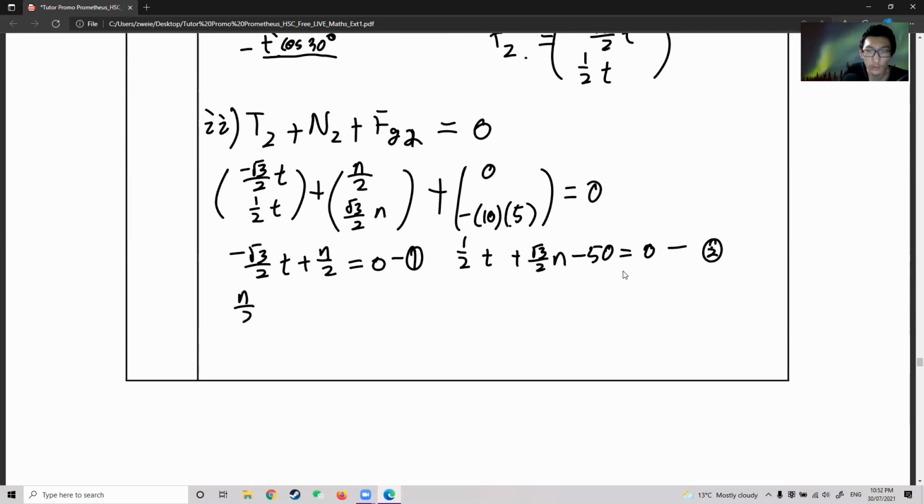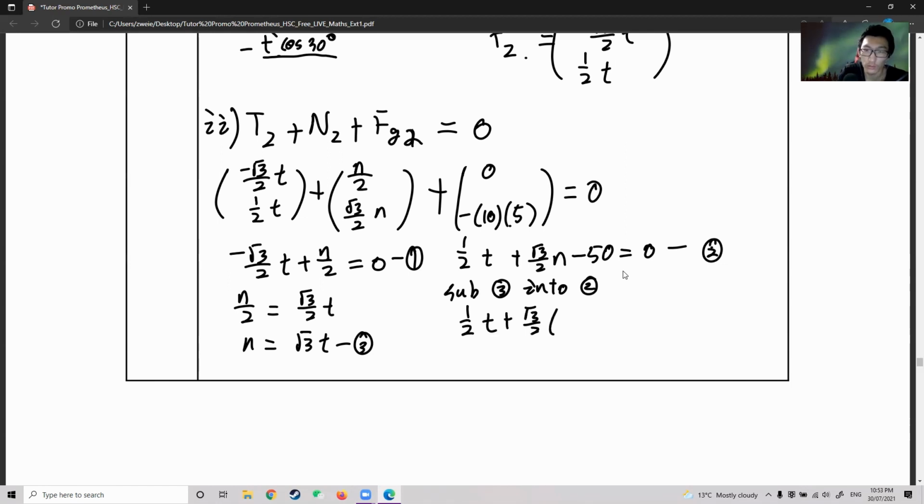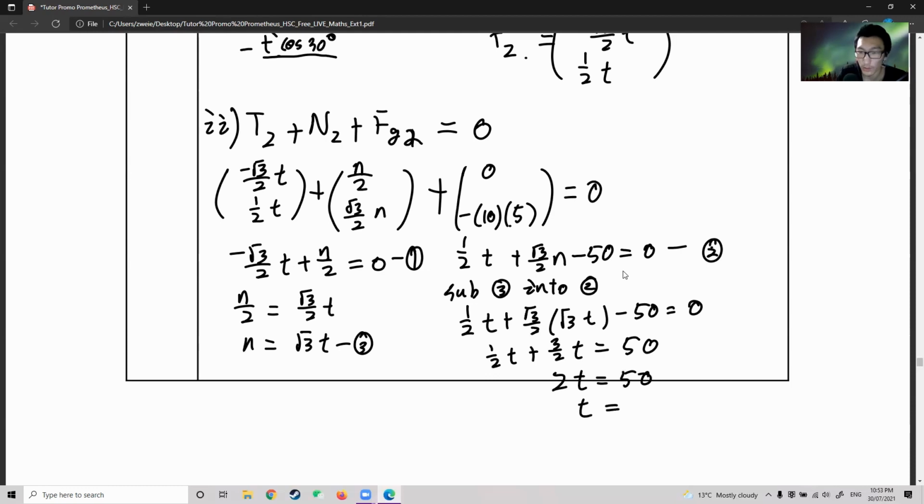So I get N on 2 is equal to root 3 on 2 T, then simply N equals root 3 T. Equation 3. Sub equation 3 into equation 2. What I get is half T plus root 3 on 2 times root 3 T, minus 50 is equal to 0. So I get half T plus 3 on 2 T is equal to 50. I move the 50 onto the right-hand side. Then I get 2T is equal to 50, and T is equal to 25.